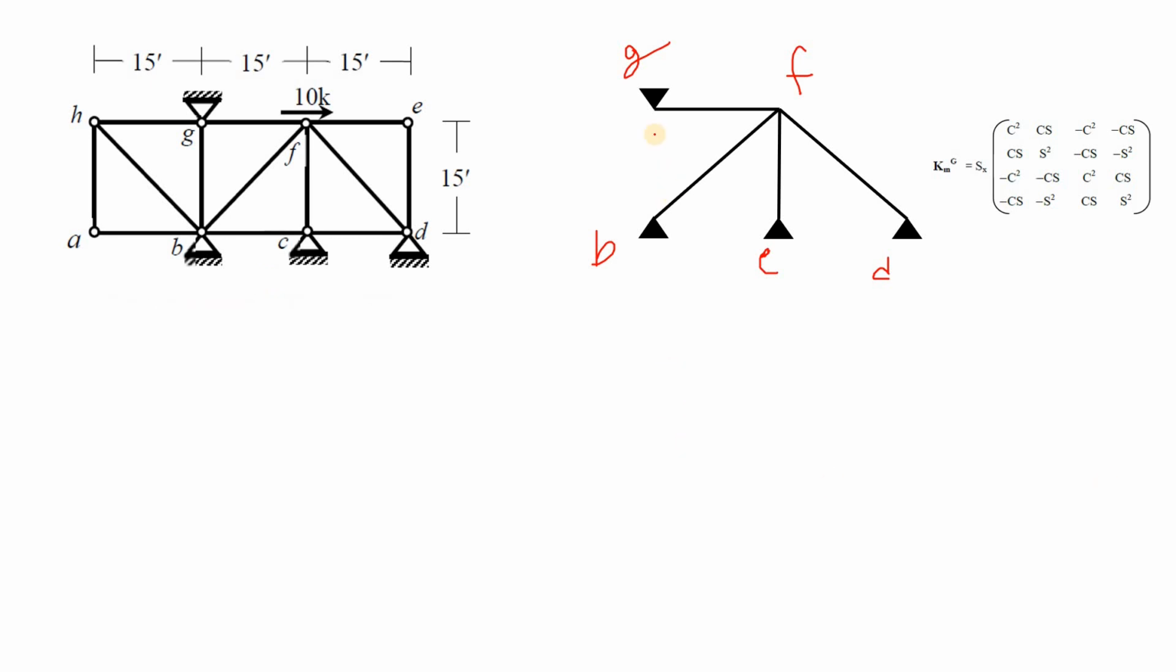We can do that because you can see that the G point has a support. That means there will be no displacements there. It is a hinge support. B also has no displacement. C also has no displacements. D also has no displacements. So there are only two displacements at location F. So finding out two displacements is not that hard.